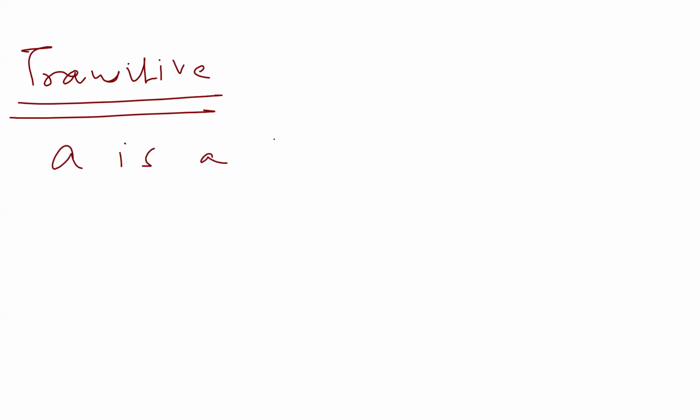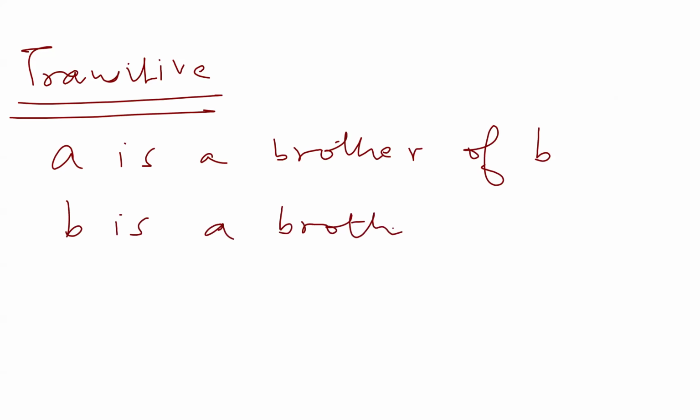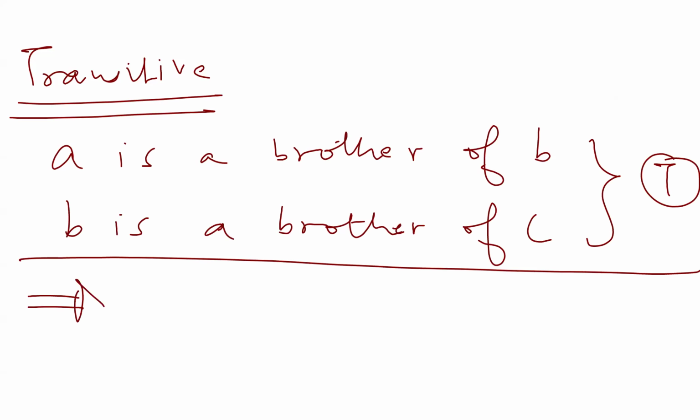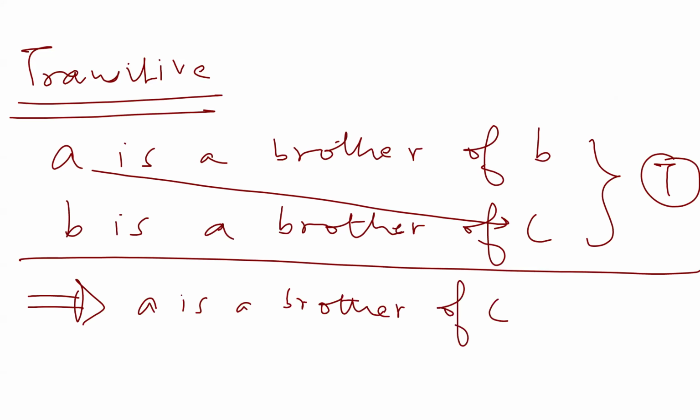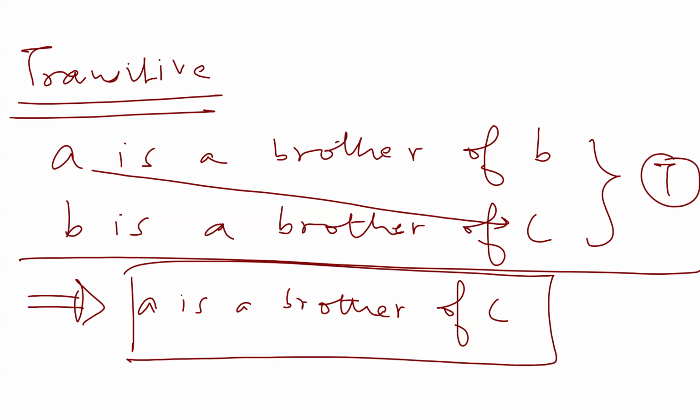So A is a brother of B. Now this is for sure true. B is a brother of C. These two statements are supposed to be true. The end result: A is a brother of C. Is this true? The first two statements have to be true to check transitivity. So if A is a brother of B, B is a brother of C, is A a brother of C?